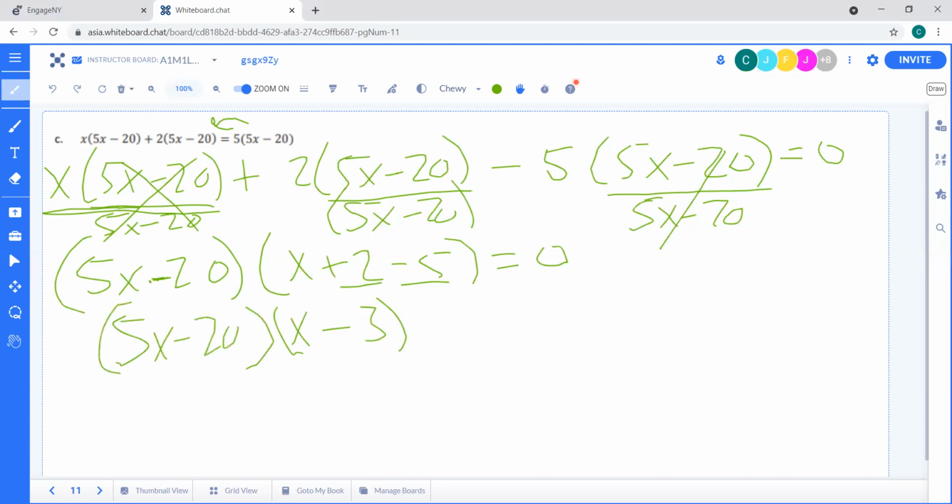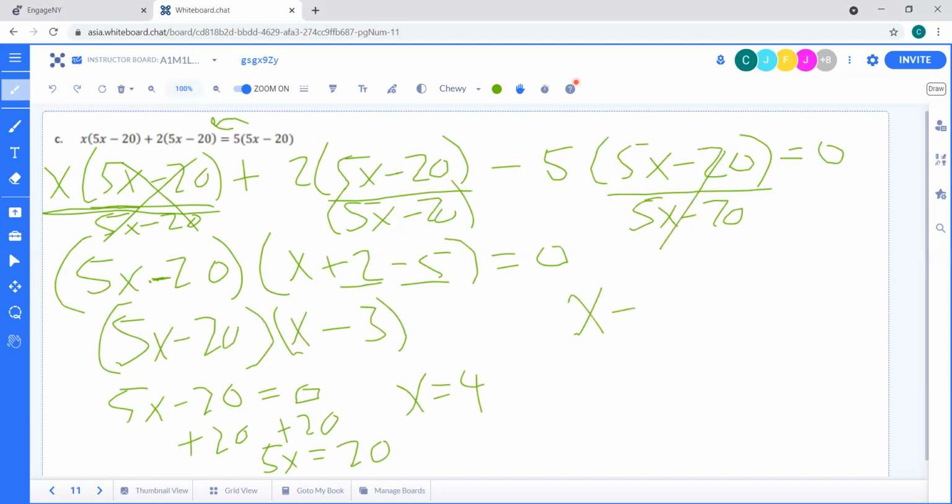So let's solve. 5x minus 20 equal to 0. Add 20. 5x equals 20. Divide by 5, and I would get x equals 4. Set x minus 3 equal to 0, and I get x equals 3. There's my two answers.